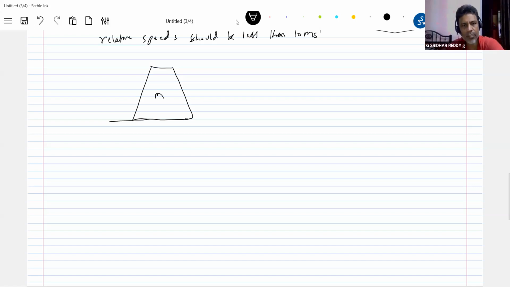So I'll give several examples. I'll apply a force, and in this particular case the applied force is greater than limiting friction. Therefore, kinetic friction will act here. Then there's a normal contact, and there's a weight mg.